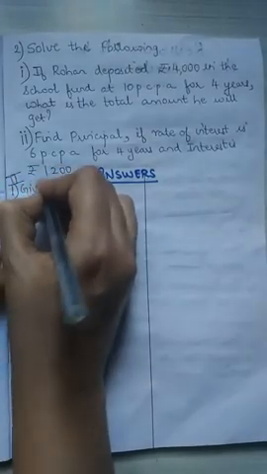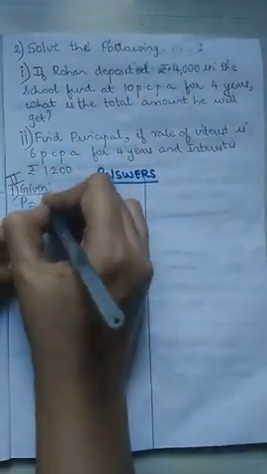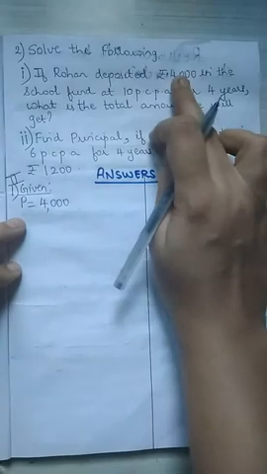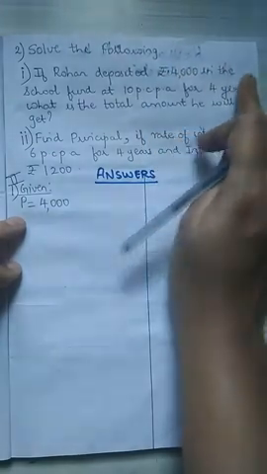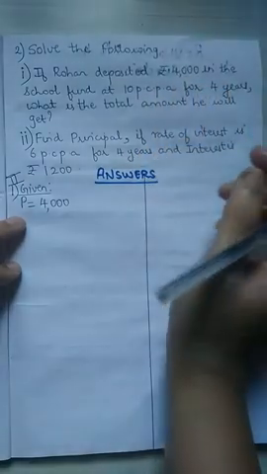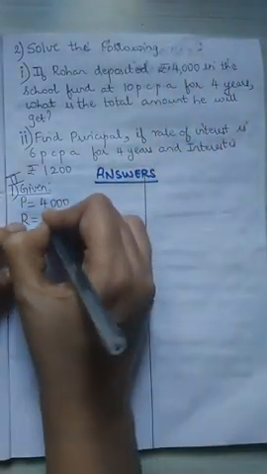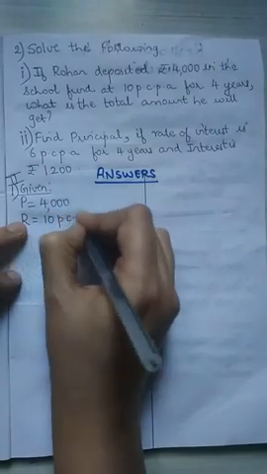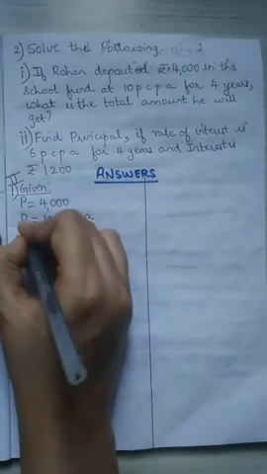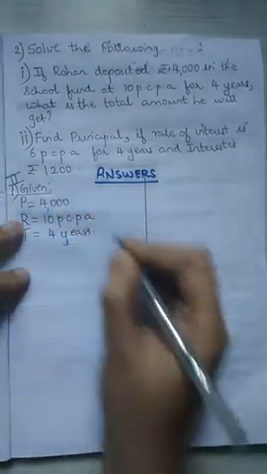What is given, girls? Principal is 4,000, because they have given, Rohan deposited rupees 4,000. So principal is 4,000 in a school fund at 10% per annum. 10% per annum means rate of interest. Rate of interest is 10% per annum. For 4 years. For 4 years means time is 4 years.